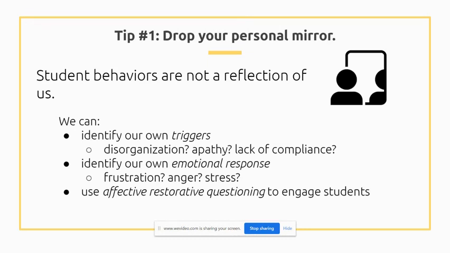Tip number one, drop your personal mirror. When working with students in a remote environment, we must remember that variables out of our control will impact their ability to learn. It is important to consider their unique experiences and show empathy. By identifying our own personal triggers and emotional responses, we can use affective restorative questioning to engage our students.